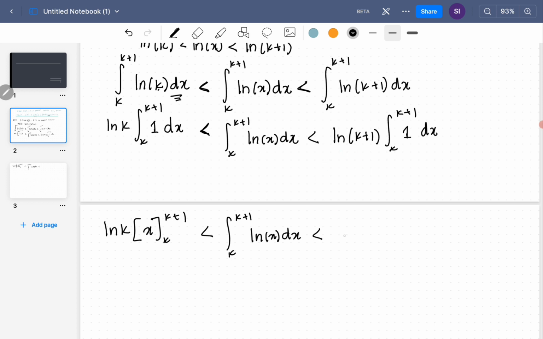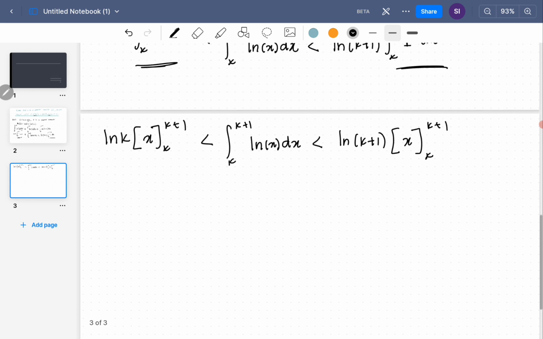Doing the same thing here. I'm just solving this integral. That's exactly what I did over here. I'm just solving the integral of natural log of k plus 1 times x, from k to k plus 1. There we go. Now we can just simply solve it. So we get natural log of k. This is k plus 1 minus k, so that's just 1. And 1 times natural log of k is simply natural log of k. So I'm just going to write natural log of k.